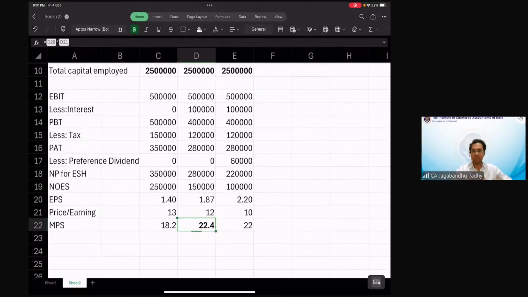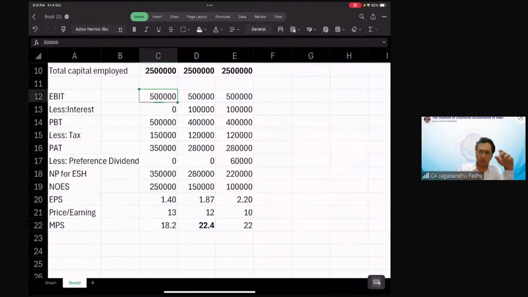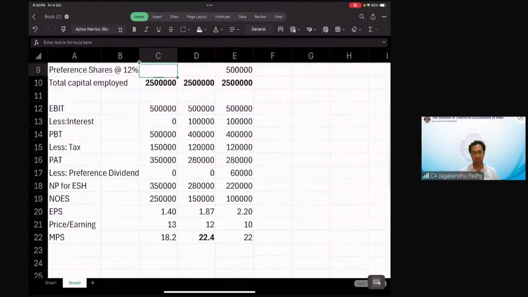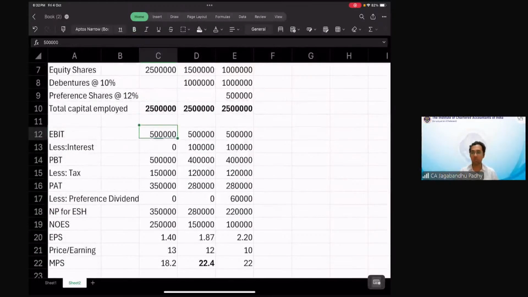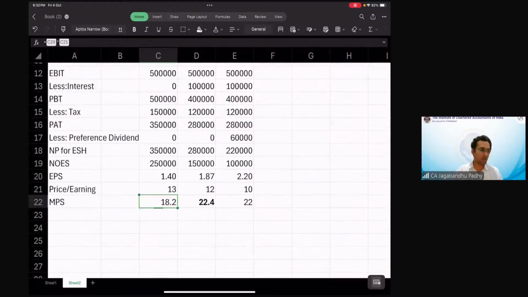Fine. So today's session, our earnings you calculated. These all are assumed figures. Okay, these all are assumed figures. So just relax. So EBIT was an assumed figure. Capital structure, all assumed figures. I just wanted to explain you that market price per share is going to play a role when you're going to take a call regarding the capital structure.